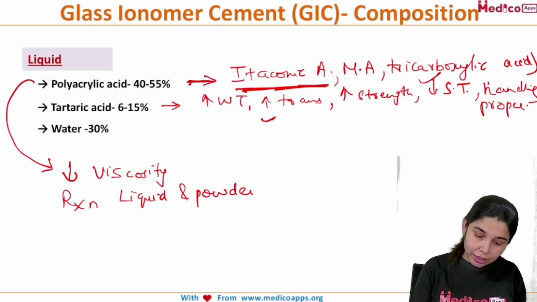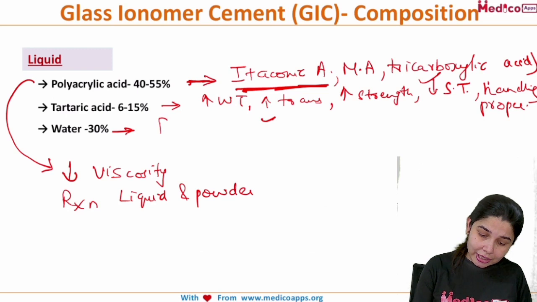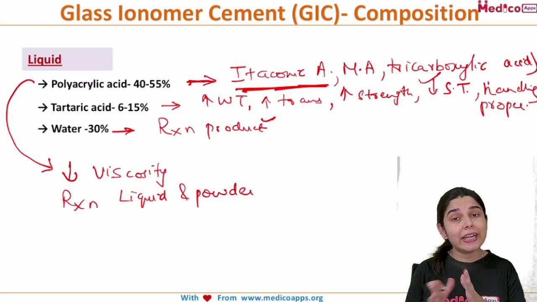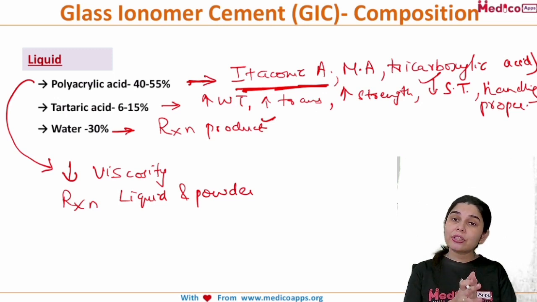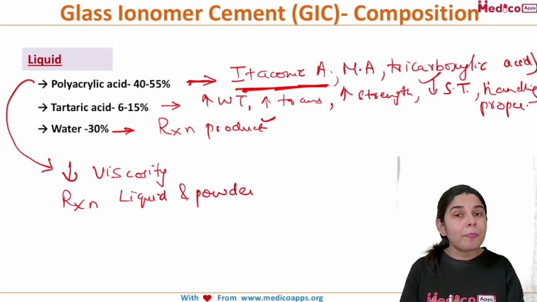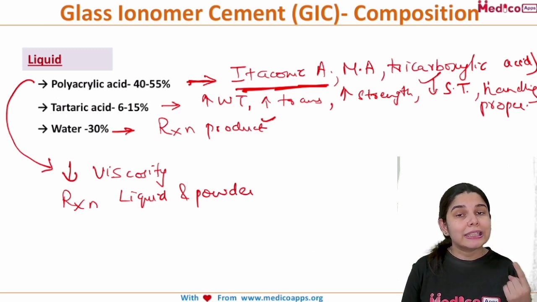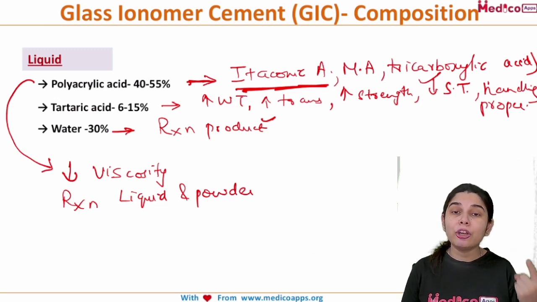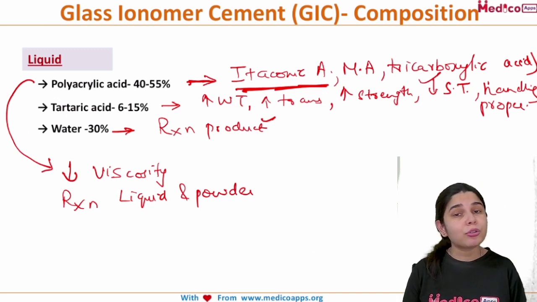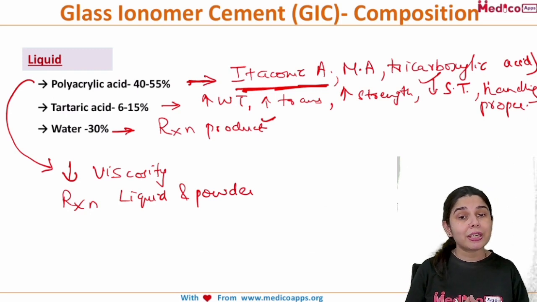And lastly, coming to the third component, which is water, which is around 30%, it is basically helpful in hydrating the reaction product or the reaction procedure. It is hydrating that reaction procedure. So the liquid consists of polyacrylic acid, tartaric acid, and water. So I hope you now remember the components of the powder and the liquid of GIC. The powder consisted of what? Silica, alumina, the fluoride contents like aluminum fluoride, sodium fluoride, calcium fluoride, and lastly aluminum phosphate was also present. And then coming to the liquid, polyacrylic acid, tartaric acid, and water is present in the liquid component.